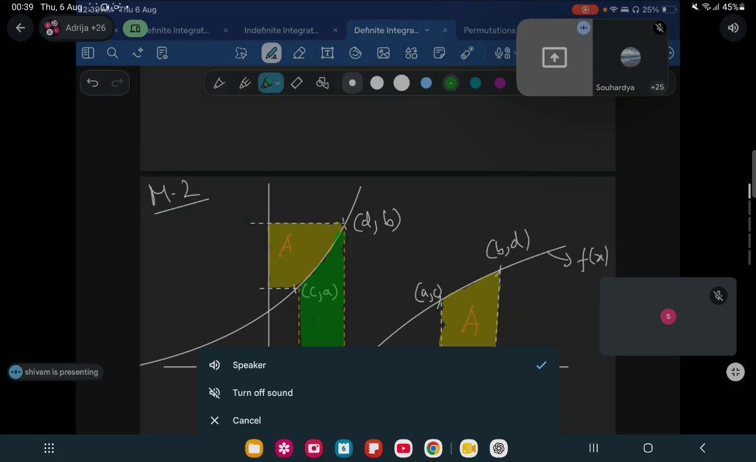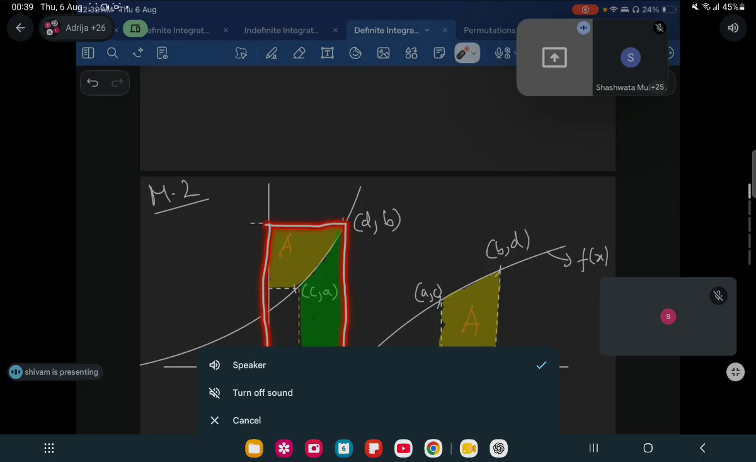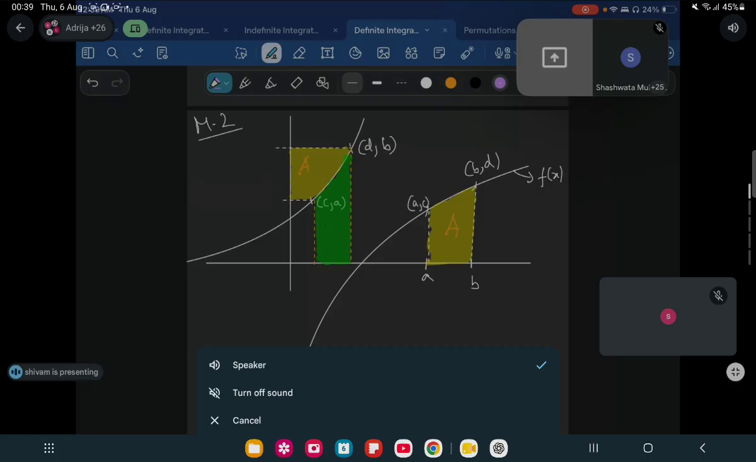So basically, we need this region, yellow plus green. How to find out this rectangle, everyone? Tell me. Shashwato: the big rectangle minus the small rectangle. Correct. Absolutely correct. This bigger rectangle minus the smaller rectangle. What is the area of the bigger rectangle? The area of the bigger rectangle is BD, and the area of the smaller rectangle is AC. Done. BD minus AC.